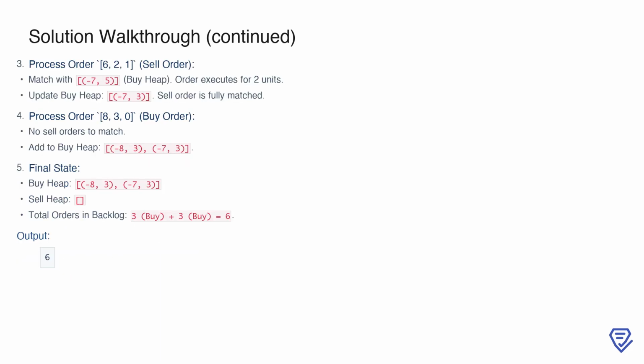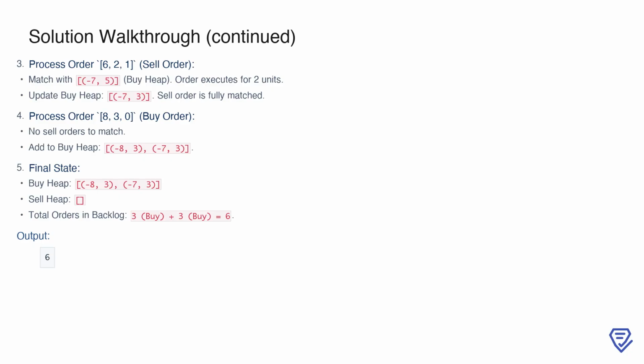Initially, both heaps are empty. The first order, 7, 5, 0, is a buy order for 5 units at a price of 7. Since there are no sell orders to match, this order is added to the buy heap, resulting in -7, 5.